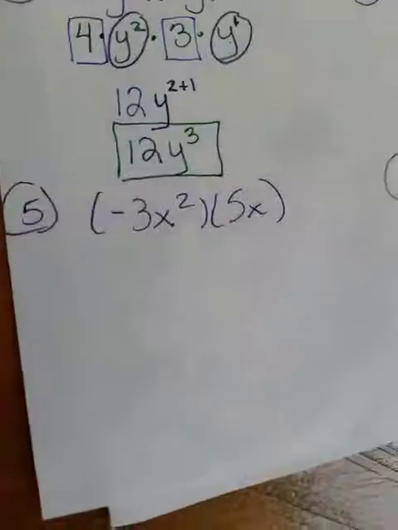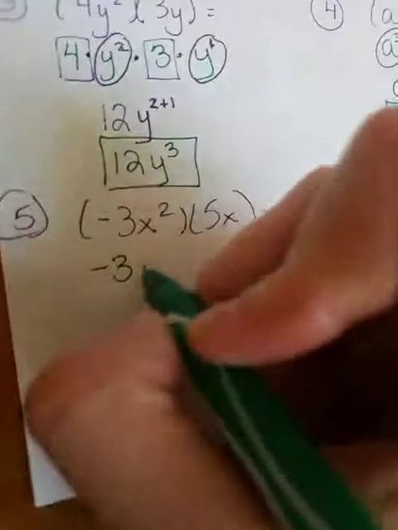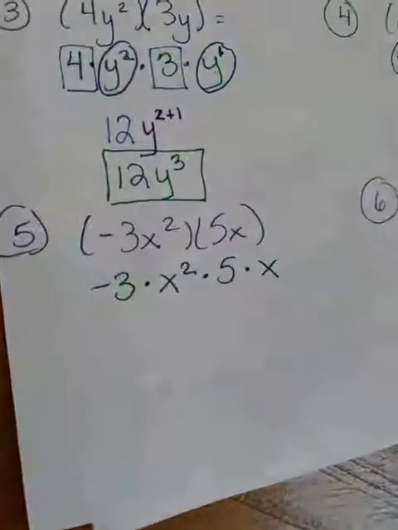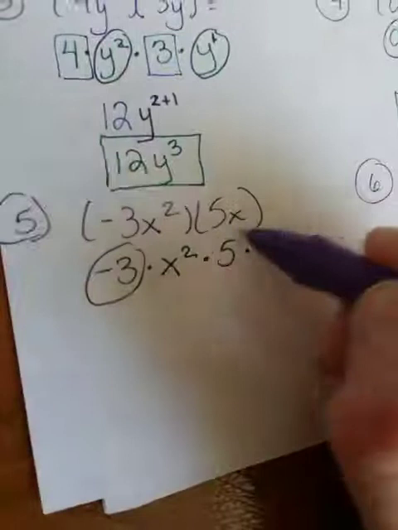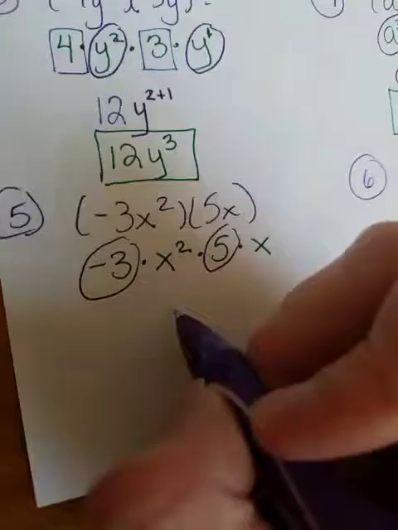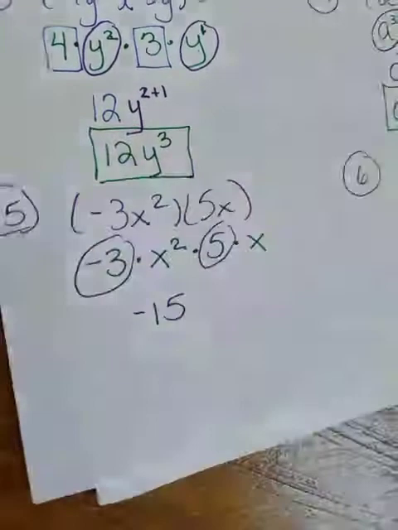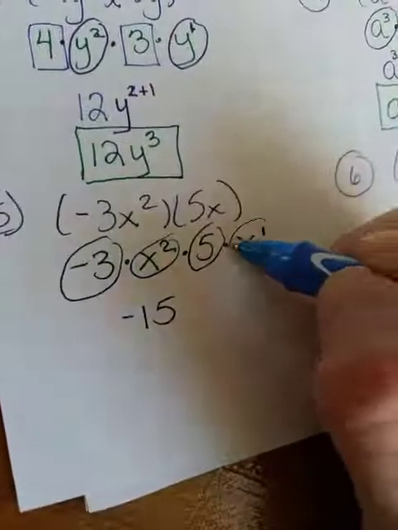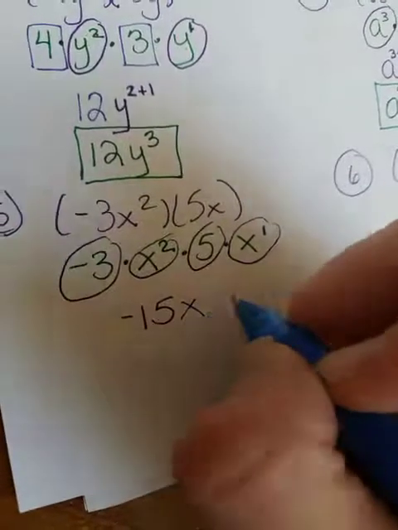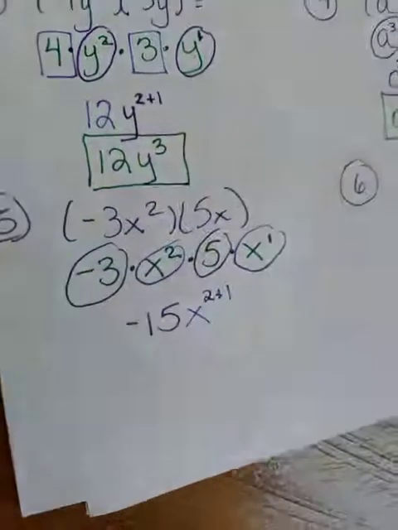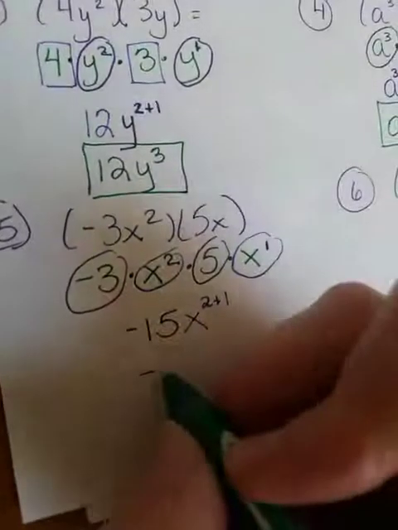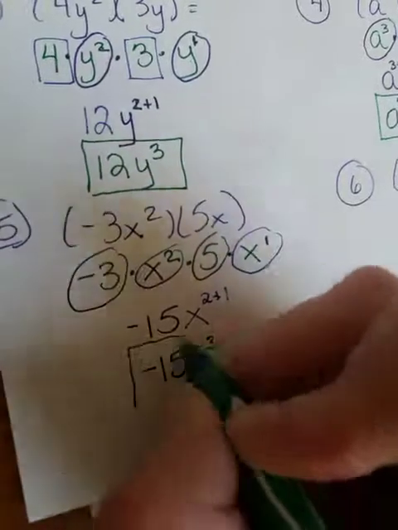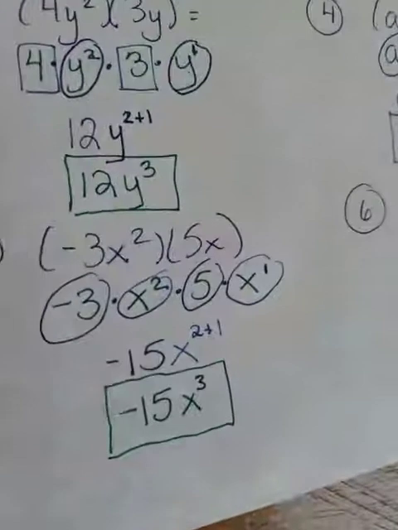So if it helps you to break it up, this is negative 3 times x squared times 5 times x. So just like number 3, multiply your numbers together. Negative 3 times 5 is negative 15. And then group together your same bases. X squared, and remember that's an x to the first. So this is x to the 2 plus 1. So my final answer is negative 15 x to the third, because 2 plus 1 is 3.